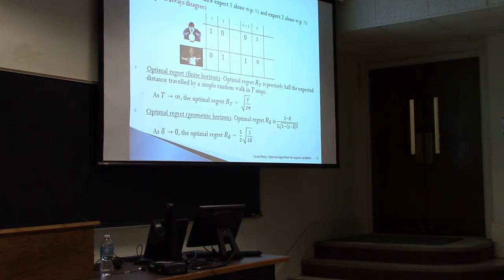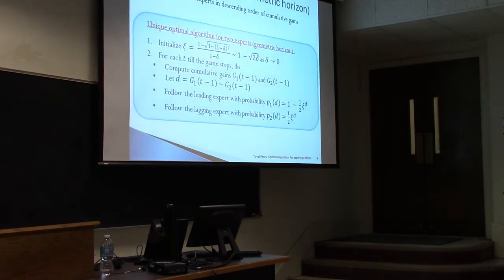I'll tell you later where this comes from, but now let me just tell you what the optimal thing to do here is with 2 experts and geometric horizon. So we set a number c, which, this is the exact formula, but it's asymptotic to 1 minus root 2 delta, if delta goes to 0. Let me tell you what this c means. It's related to a random walk with geometric killing. Start such a random walk at 1, and the random walk is killed with probability delta in every step. What's the probability that such a random walk started at 1 will reach 0 before it's killed? This probability is exactly this number c.